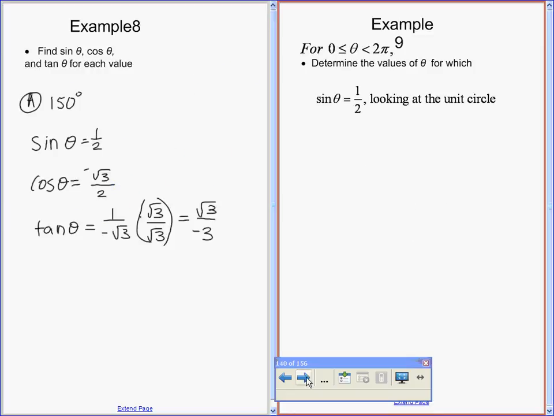And on this next example, we're asked to determine the values of theta for which the sine is equal to 1/2 just by looking at the unit circle. And we want theta being between 0 and 2 pi, which means I want my answer in radians. So we want sine to be 1/2.